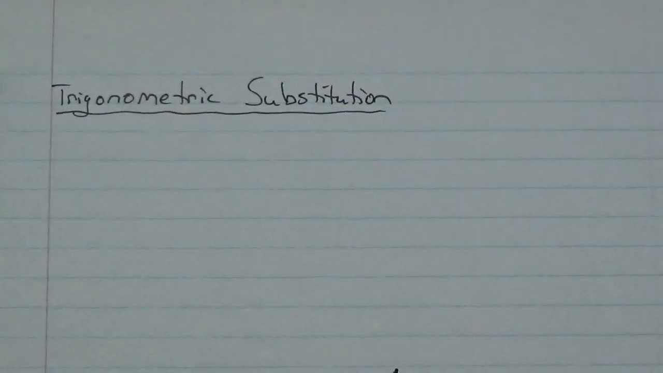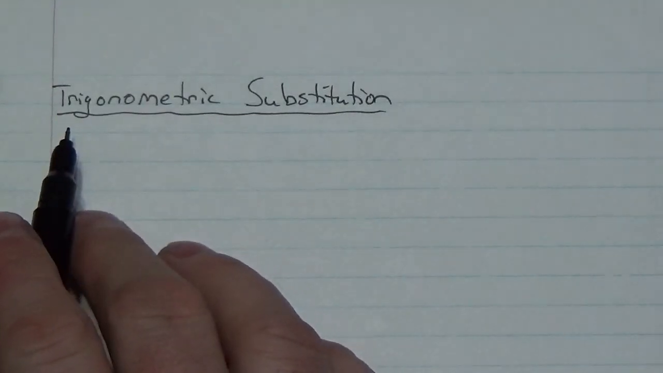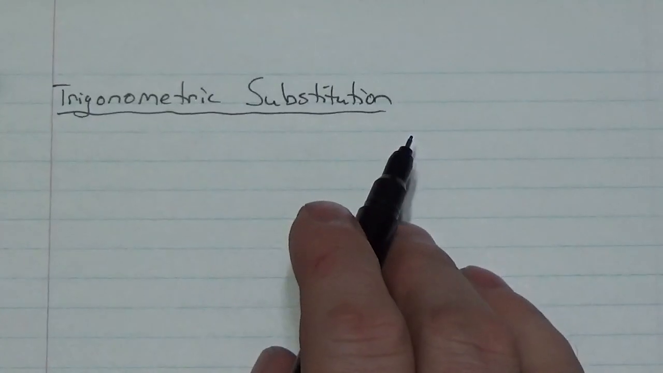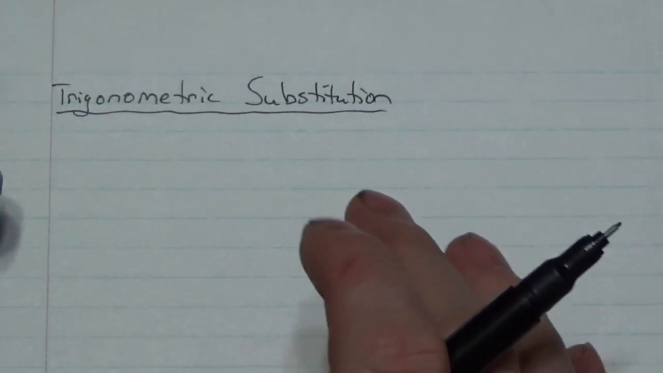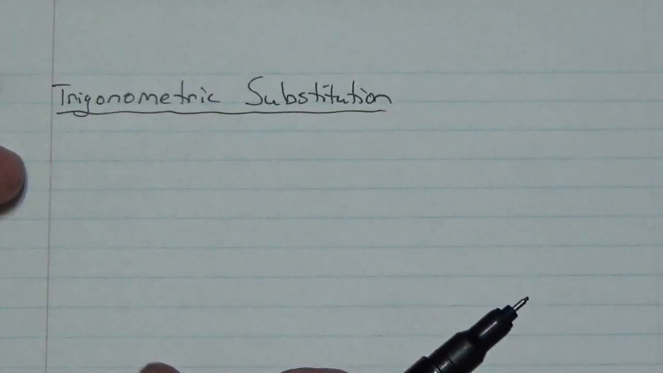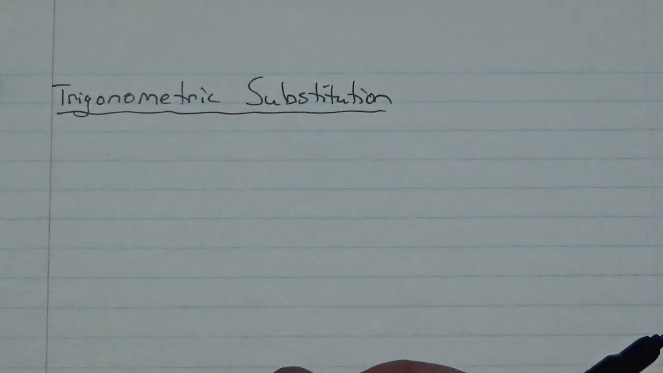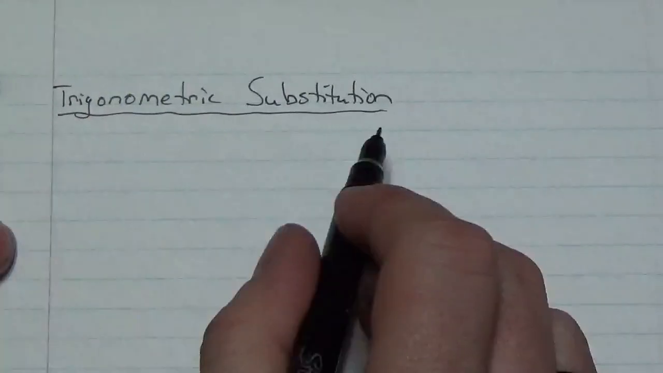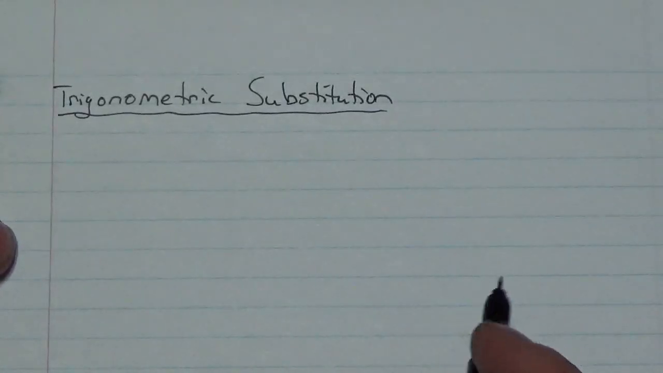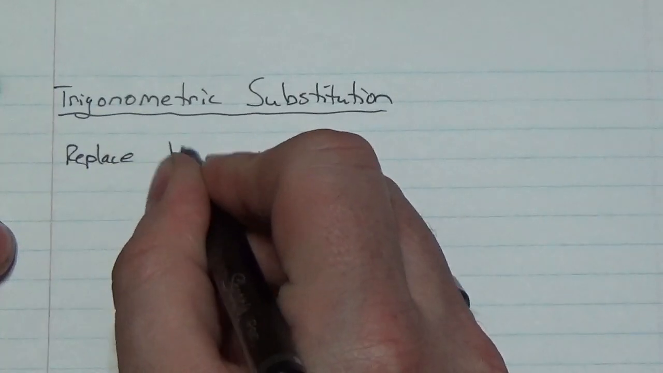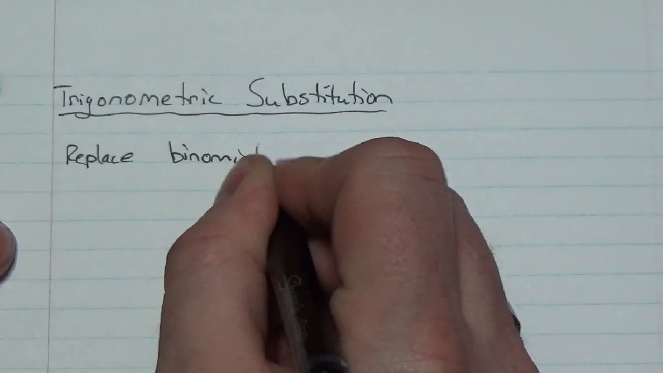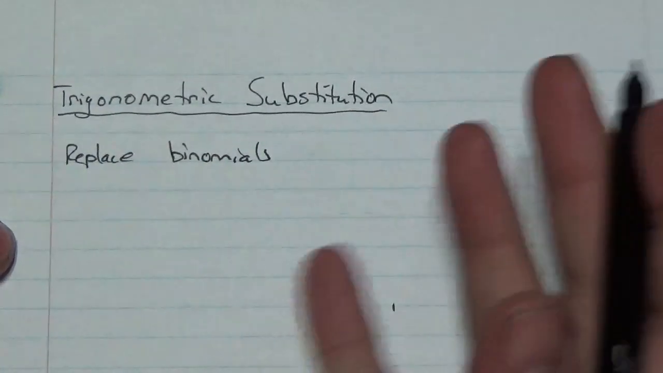Okay, hi everybody. So today we're going to take a look at something called trigonometric substitution. And this is just another way of helping change complex integrals into something that's a little easier to handle. Now, what trigonometric substitution allows us to do is replace binomials in an integral.